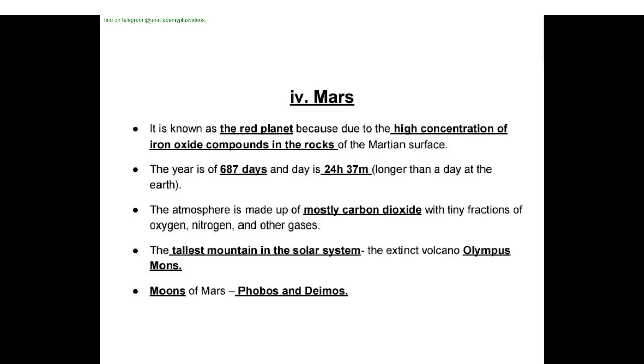Mars. It is known as the red planet because of the high concentration of iron oxide compounds in the rocks of the Martian surface. The year is 687 days and the day is 24 hours and 37 minutes, longer than a day on Earth. The atmosphere is made up mostly of carbon dioxide with tiny fractions of oxygen, nitrogen, and other gases. It has the tallest mountain in the solar system, the extinct volcano Olympus Mons. The moons of Mars are Phobos and Deimos.